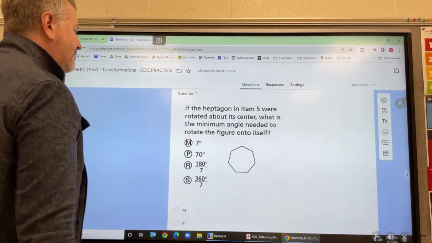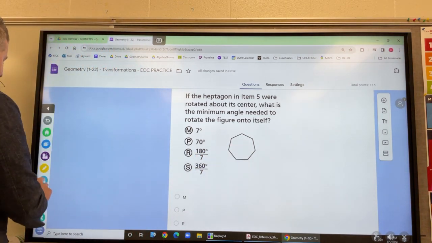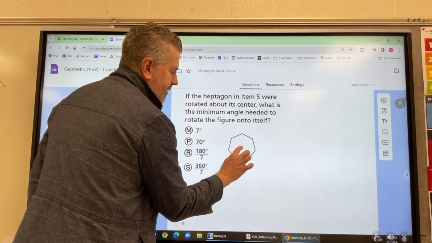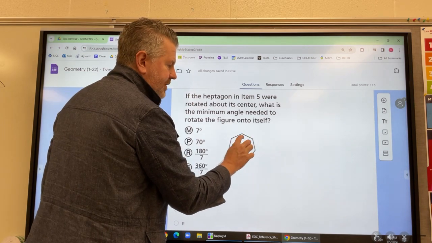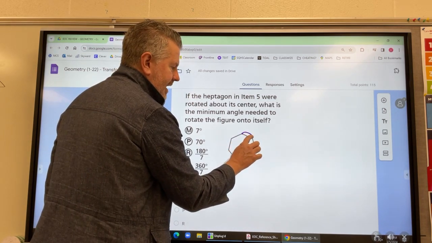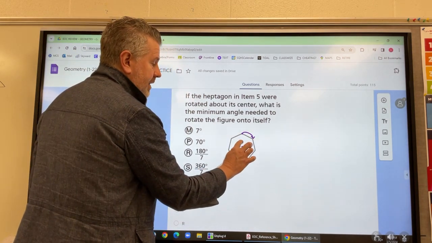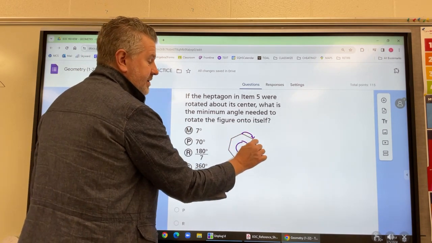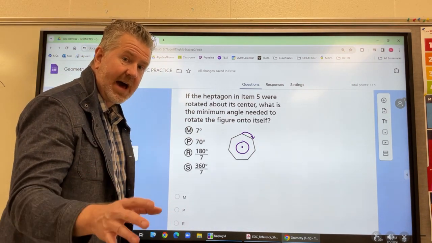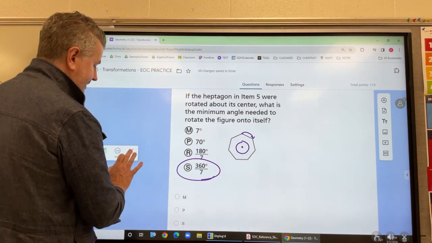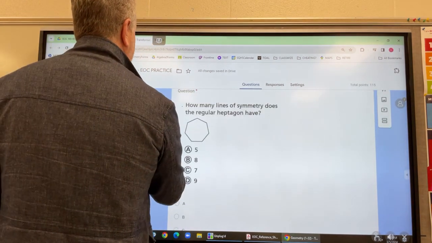All right. So if the heptagon, 7-sided figure, in item 5 were rotated about its center, what's the minimum angle to rotate the figure onto itself? So if this were a piece of paper and we put a tack right here, how many degrees will we need to rotate it? In other words, that point would need to end up here as we rotated it. Well, it's 360 all the way around, right? There are 7 points, so we needed to go 1/7 of the distance, or 360 degrees divided by 7. So we're going to call that one S, all right? And double check our answer, and also double checking that I put the answers in this particular review.